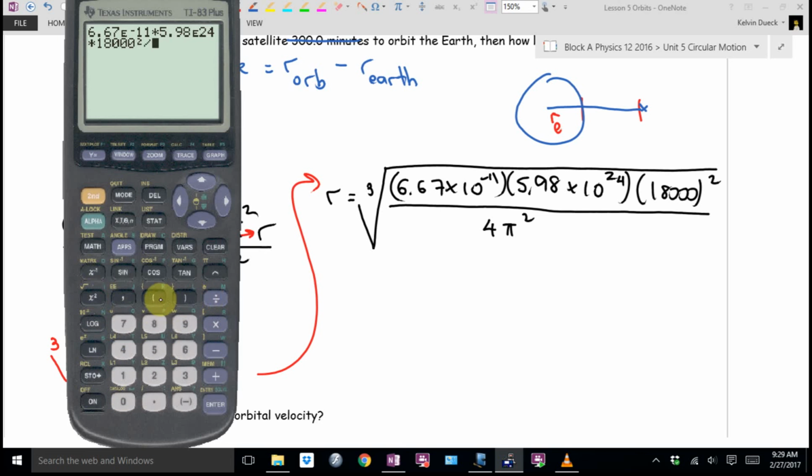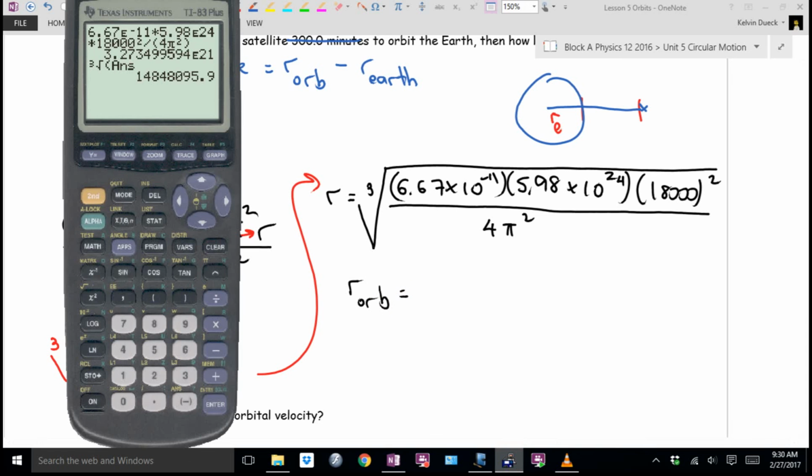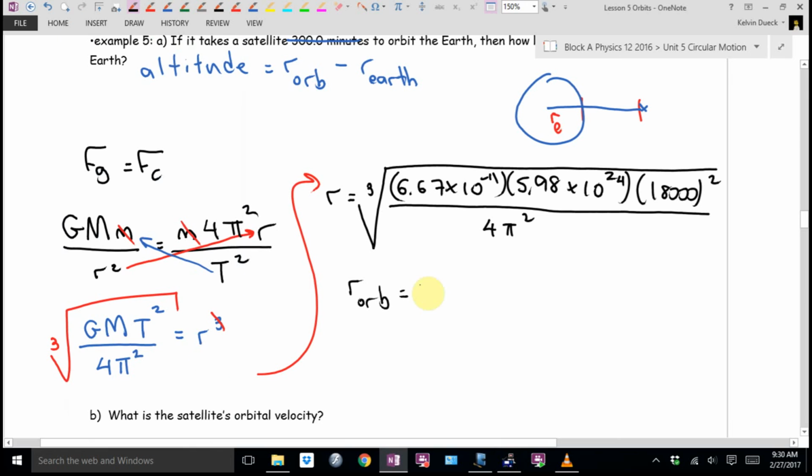Squared divided by bracket 4 pi squared. Oh, hang on, Mr. Dewick. Cube root, answer button. And you'll get an orbital radius of 1.4848096 times 10 to the 7th meters. And I'm going to write the whole thing, 14848096.